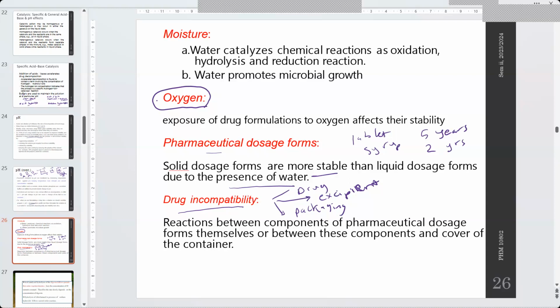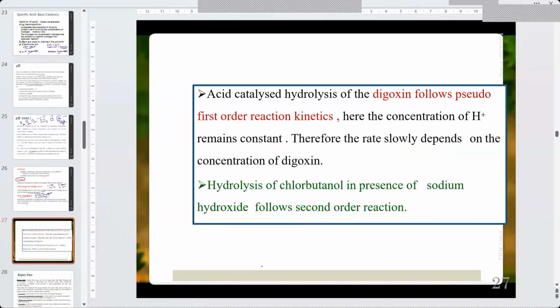And drug may react with the other excipients, or some excipients may increase the degradation rate of the drug, and may also interact with the packaging material. So this may affect the drug stability.